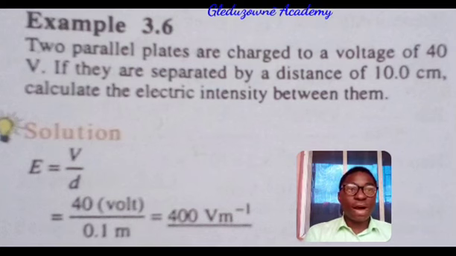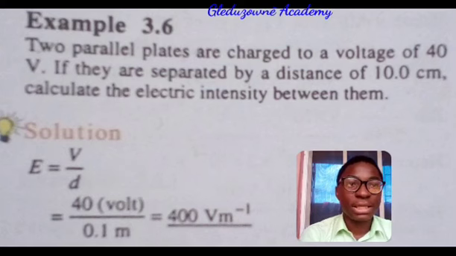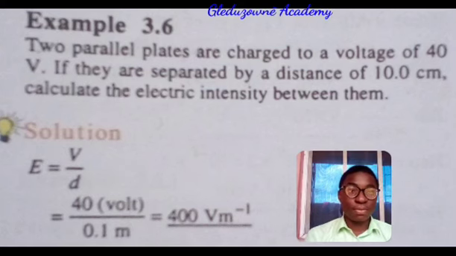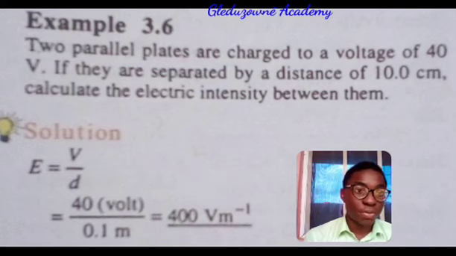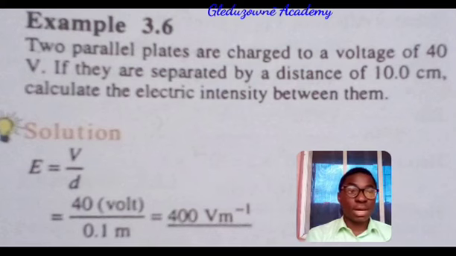So if you have a potential of 40 volts and a distance of 10 centimeters, you just plug in your values in the equation, and then you have 40 divided by 0.1 meter. Because when you convert 10 centimeters to meters, you are effectively dividing by 100, right? So you get 40 divided by 0.1, and that's 400 volts per meter. So that is the strength of this particular electric field. I hope you understand the concept.